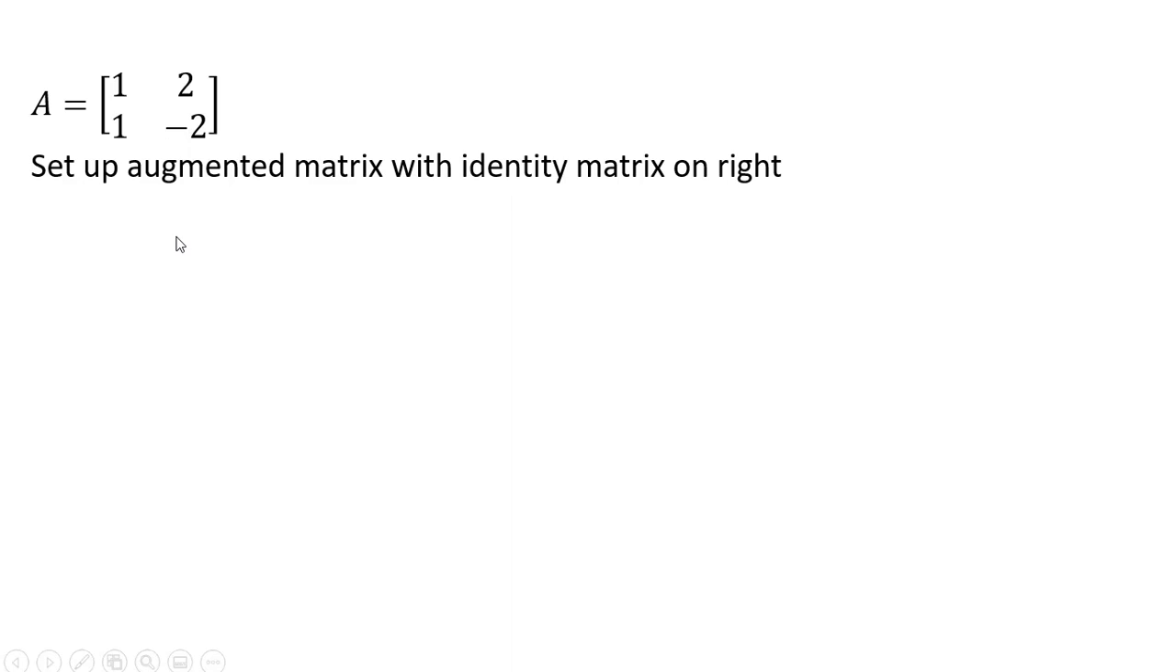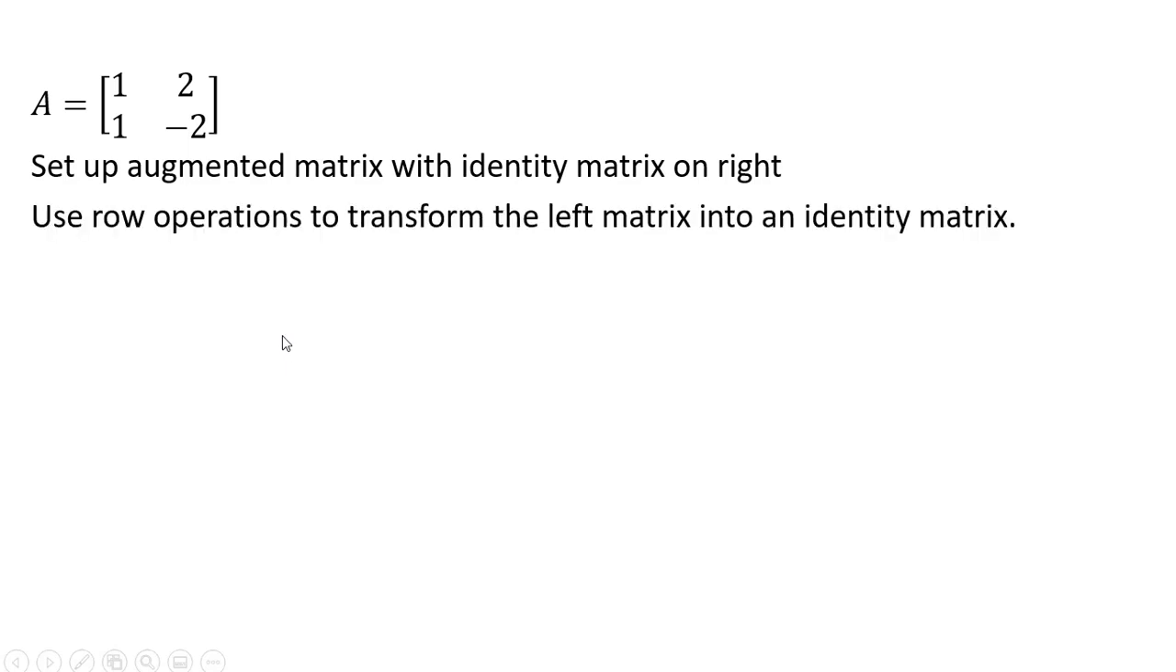So let's get started. Here's our coefficient matrix. We're going to set up an augmented matrix with the identity matrix on the right. We'll use row operations to transform the left-hand side matrix into an identity matrix. So here we have the coefficient matrix on the left, and here we have the identity matrix on the right, just ones along the principal diagonal, zeros everywhere else for the identity matrix.